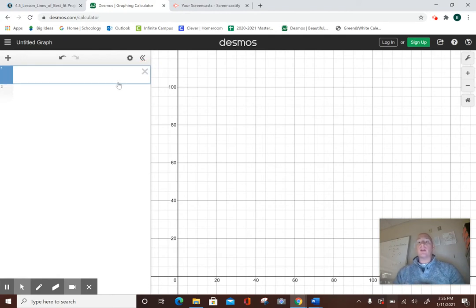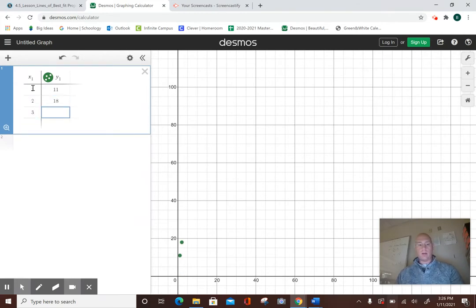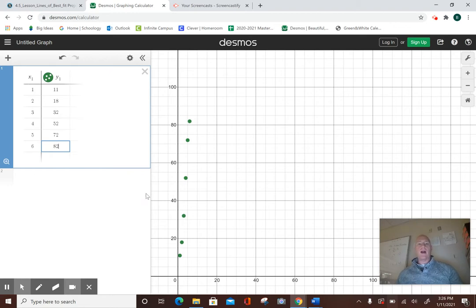So in order to come up with your line of best fit, hit the little plus symbol up here. It's to add an item. We need to add a table. That's what the information we were looking at, right? So now we're just going to put in the first week, 11 inches. The second week, 18. Third week, 32. Fourth week had 52. The fifth week had 72. Sixth week had 82. And now we have all of our points.